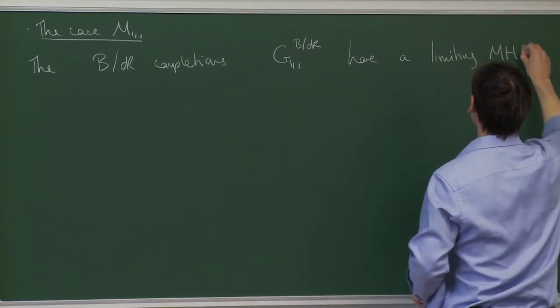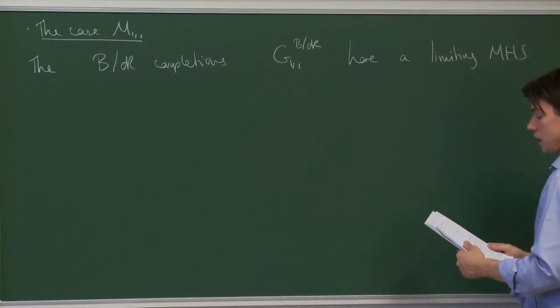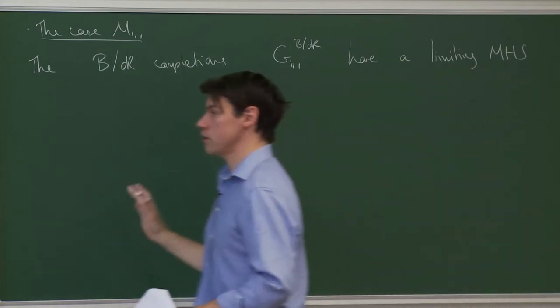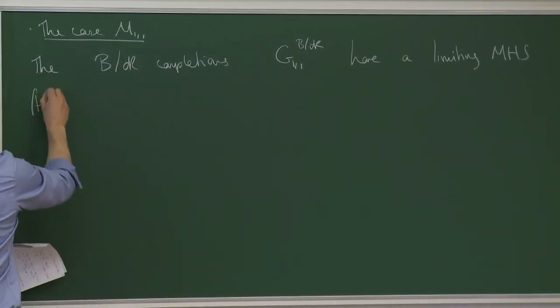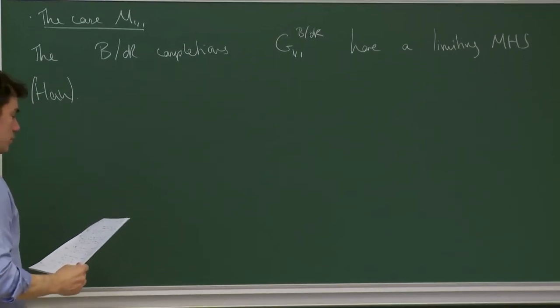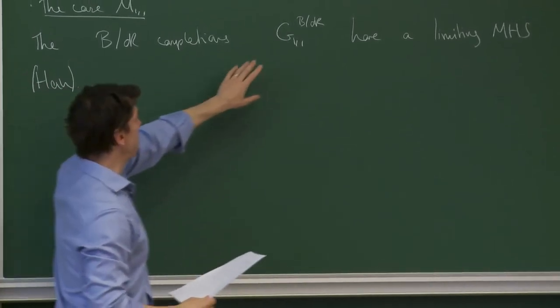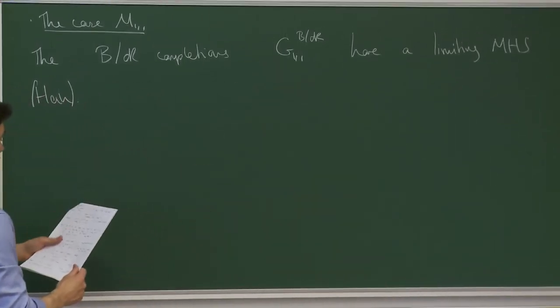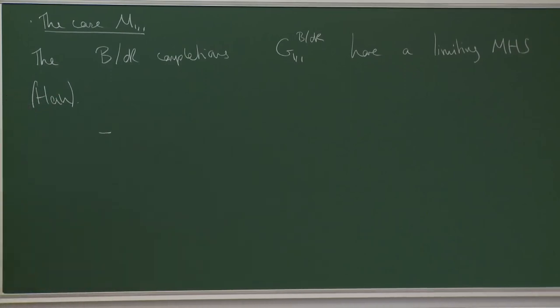So this is a new feature that we don't see in genus zero, and it's very important indeed, as I will try to explain at the very, very end. So this was computed by Hain, defined by Hain, in a very slightly different context, but it's equivalent. Okay, so what does a limiting mixed Hodge structure have?